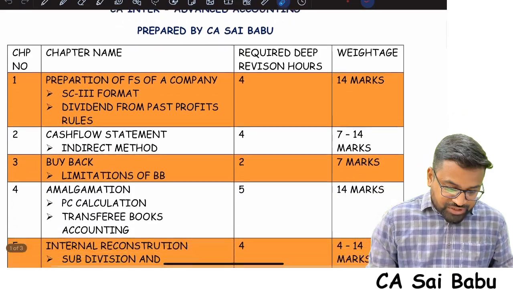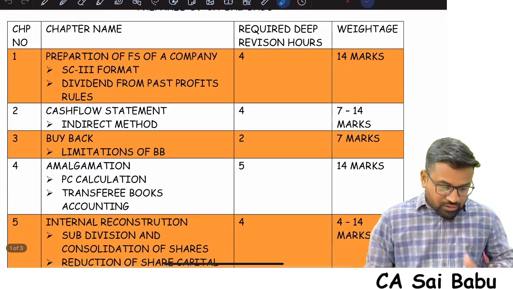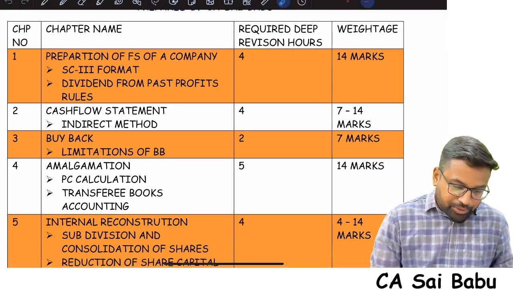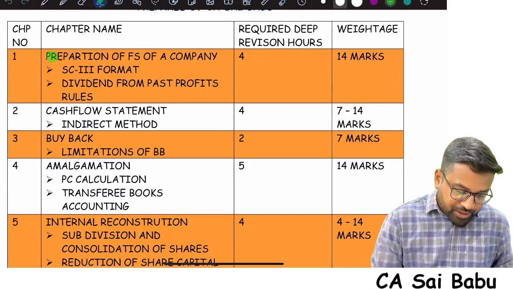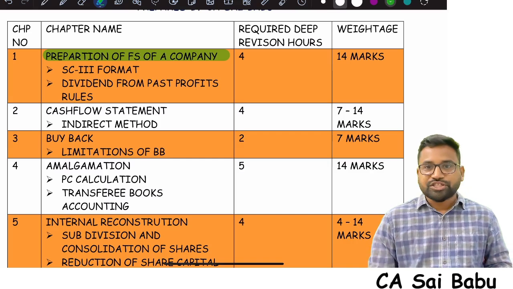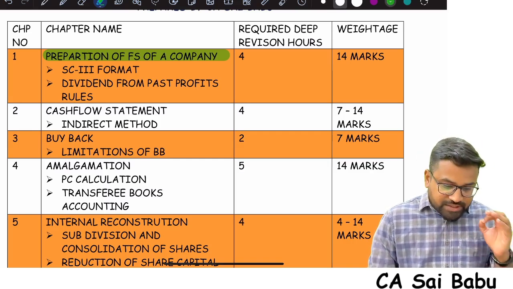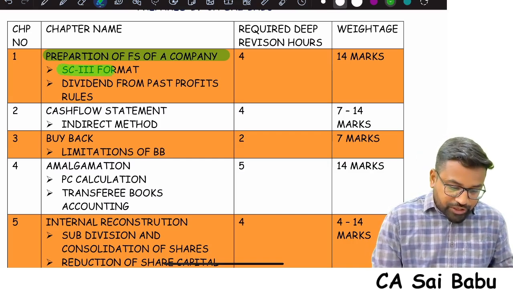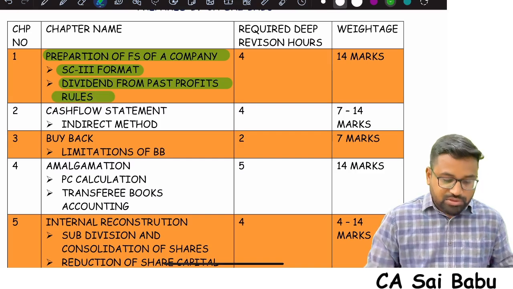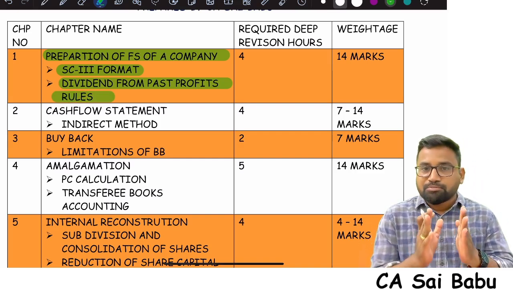Okay, now see this. First chapter, preparation of financial statements of a company. This is the first chapter. In this chapter, Schedule 3 format and also dividend from past profit rules. Schedule 3 format is the most important.